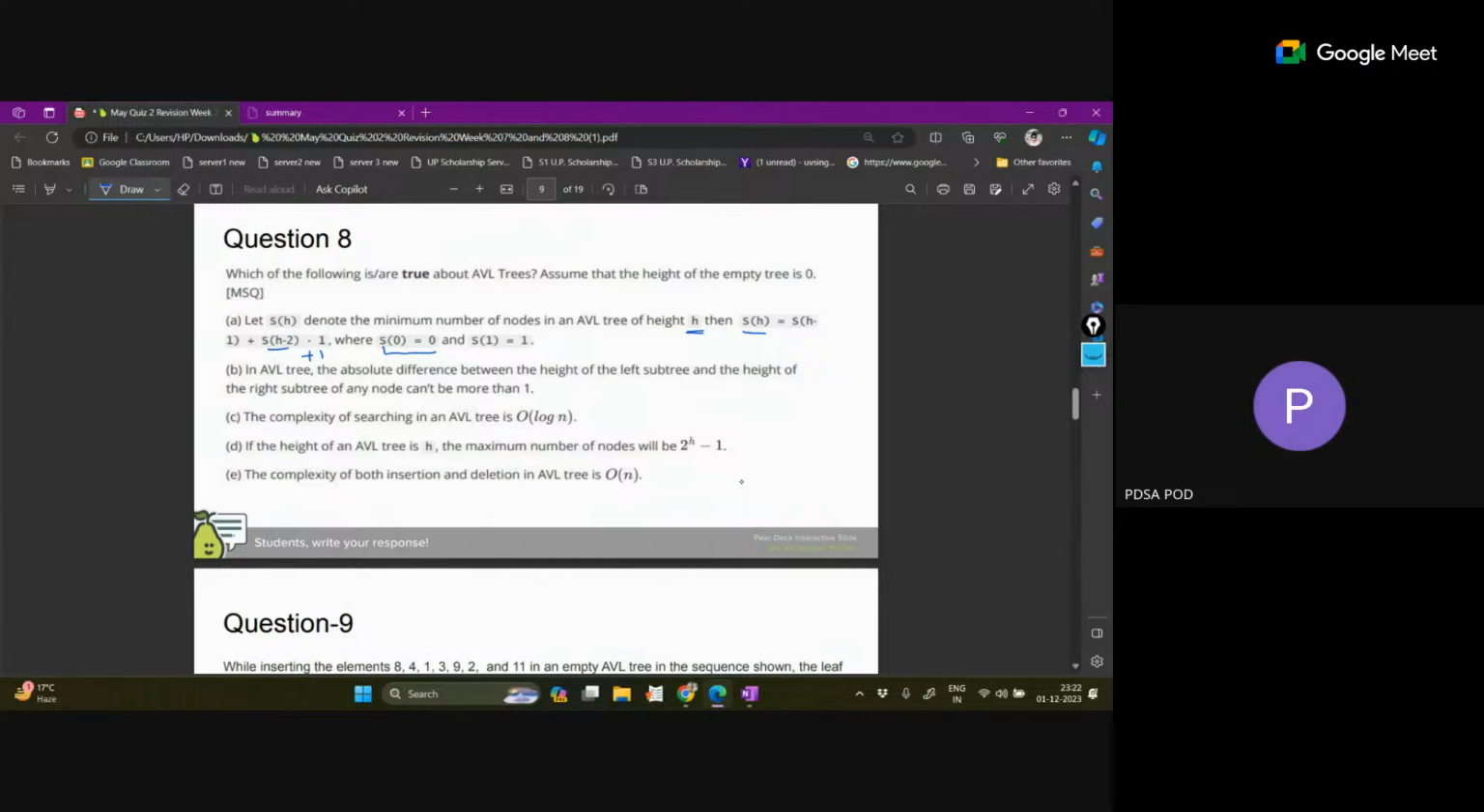Okay, so the correct formula to find the minimum number of nodes in the AVL tree is S(h) = S(h-1) + S(h-2) + 1. So the one given in the option is not correct. S0 equals 0, S1 equals 1.